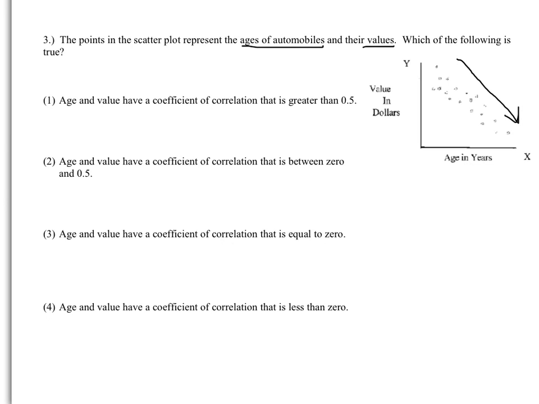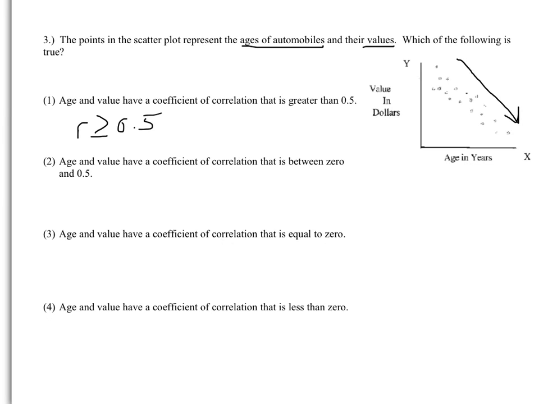The age and values have a coefficient of correlation that is greater than 0.5. So what that says is that r is going to be greater than 0.5. What does that describe? Well, that would describe a positive correlation. But does it make sense that as a car gets older, its value in dollars increases? Yes, in some cases, maybe with a luxury car from the past. But when we look at the data, it doesn't show that. It shows that as my age gets older, my value goes down. So number 1 wouldn't be the answer.